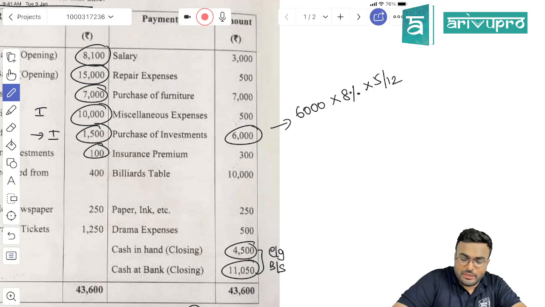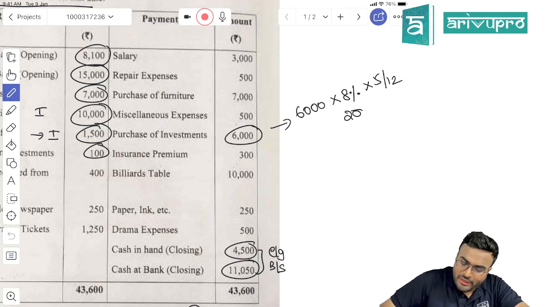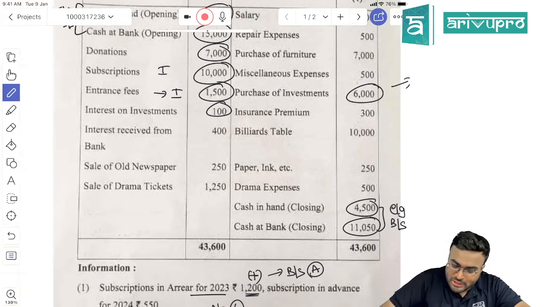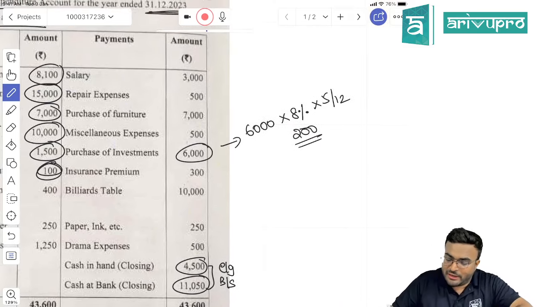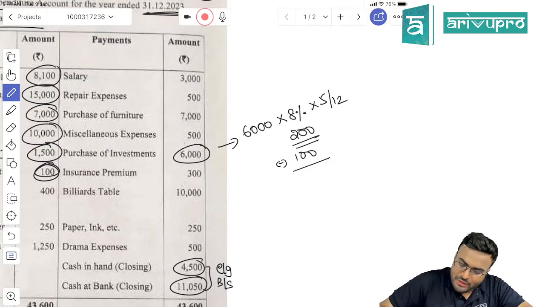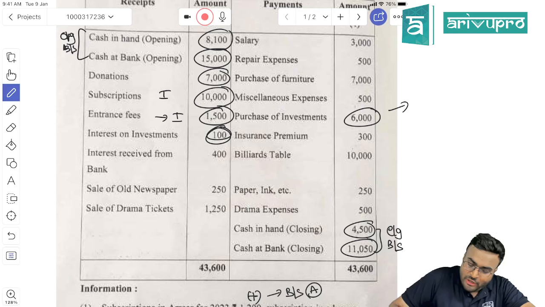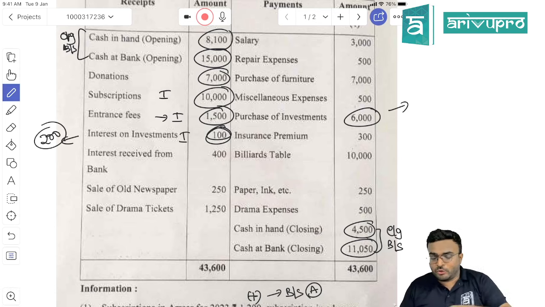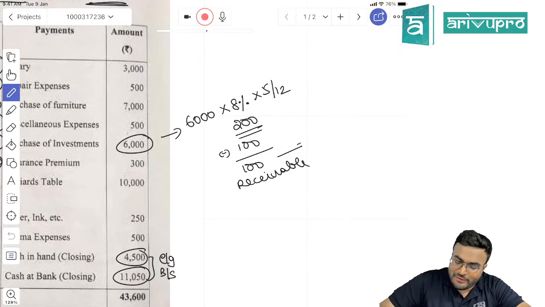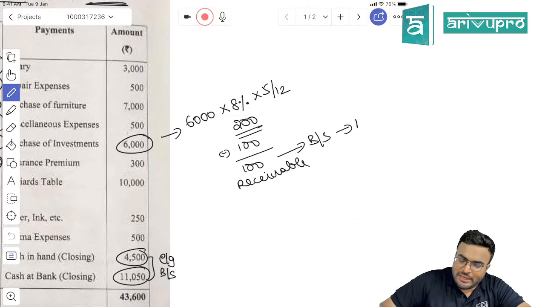So 6,000 into 8% into 5 divided by 12. 200 is your interest. Out of that, you can see over here, interest that is received is 100. So minus 100. So 100 is still receivable. What will you do? In your income and expenditure account, you will take 200. And the remaining 100, where will it go? It will go into the balance sheet as an asset.